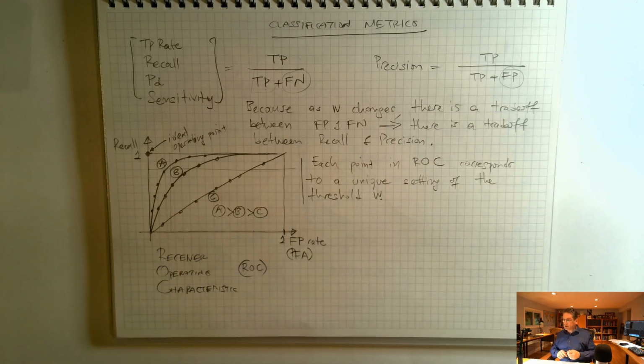So that is a short summary of a couple of classification metrics that will be of interest to us, and the receiver operating curve. And we will also have another curve called recall versus precision. This curve will be introduced in another video and will be discussed then.